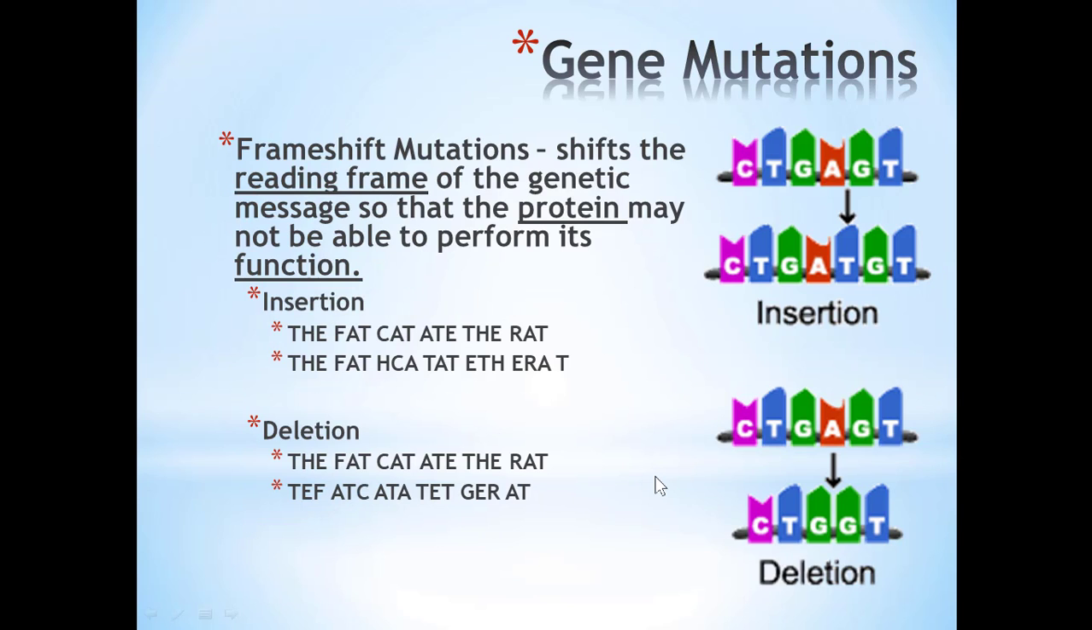Frame shift mutation shifts the reading frame of the genetic message so that the protein may not be able to perform its function. If we put H, the sentence will lose its meaning and letters will change their place. Deletion: during the deletion mutation, one H is lost. So again, the sentence meaning is changing.